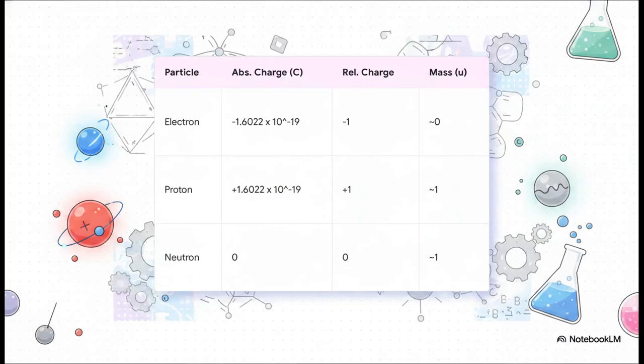You might want to take a screenshot of the high-yield study table we've got here. Understanding these specific contrasts is absolutely essential for your chemistry exams. Notice how the electron and proton have the exact same magnitude of charge, roughly 1.6 times 10 to the -19 coulombs, but opposite signs, while the neutron just sits happily at 0. And look at the mass. Protons and neutrons are the heavyweights with a relative mass of 1, while the electron is so remarkably small it's effectively 0. This table perfectly summarizes the fundamental subatomic building blocks of our universe.